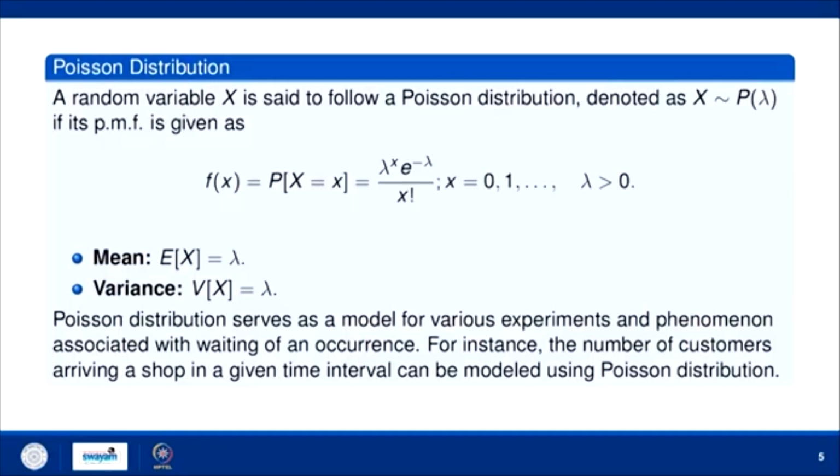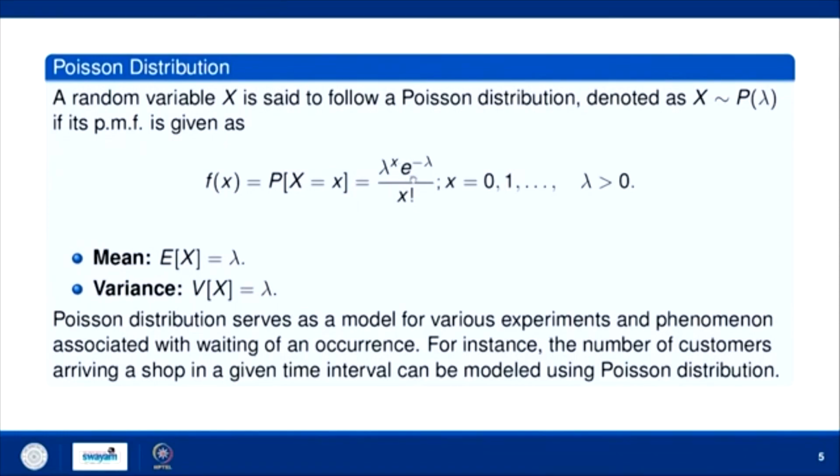Now, the next distribution is Poisson distribution. Let us suppose a random variable x follows a Poisson distribution, which is denoted by P(lambda). Here the parameter is only one, which is lambda. In the binomial distribution we have 2 parameters, n and p. Here we have only lambda, and its PMF is given by lambda raised to power x, e raised to minus lambda, upon factorial x, where x varies from 0 to infinity. Okay, lambda is greater than 0.